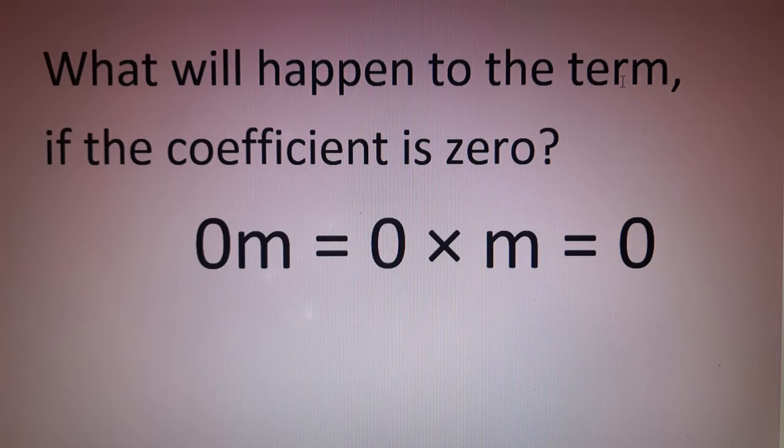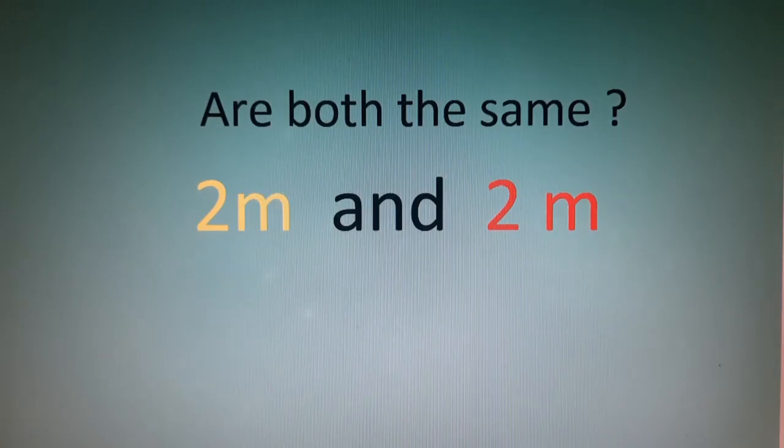Now you can understand, if the coefficient is 0, the entire term becomes 0. Can you answer this simple question? Are both the same? 2m and 2 m. Here you are given two quantities, and what is the difference between these two?